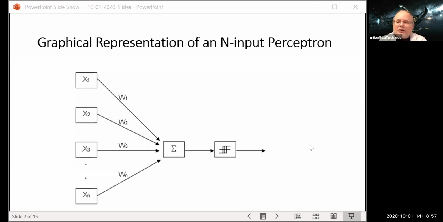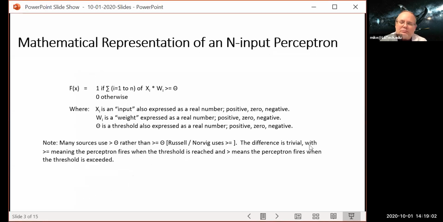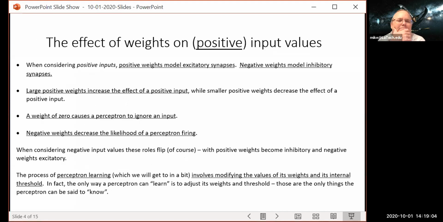You might say, why would I want to ignore an input? Well, maybe for this particular problem, that particular input isn't in any way relevant. So a weight of 0 causes the perceptron to ignore an input, what we just said. Negative weights decrease the likelihood of the perceptron firing, again, while we're talking about positive input values.